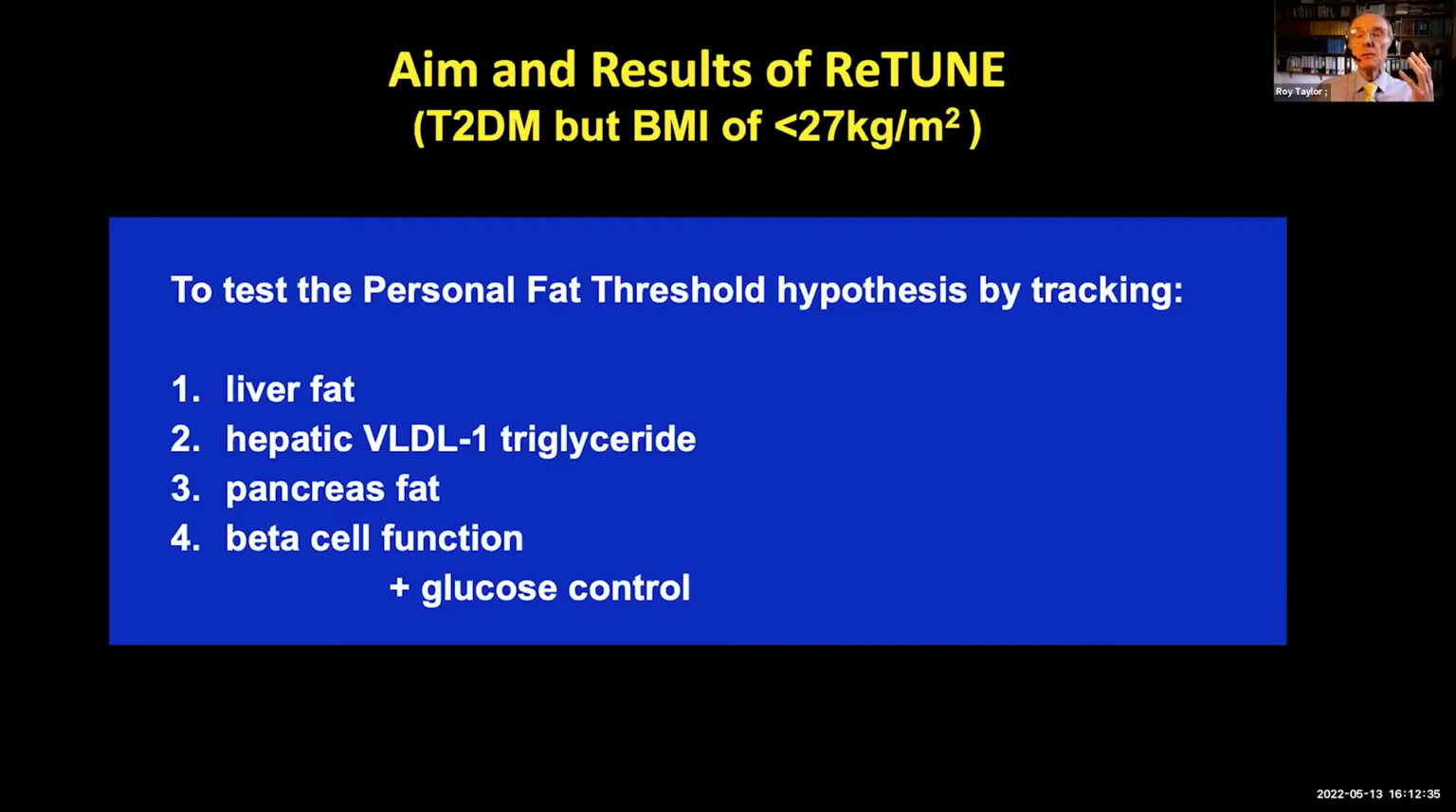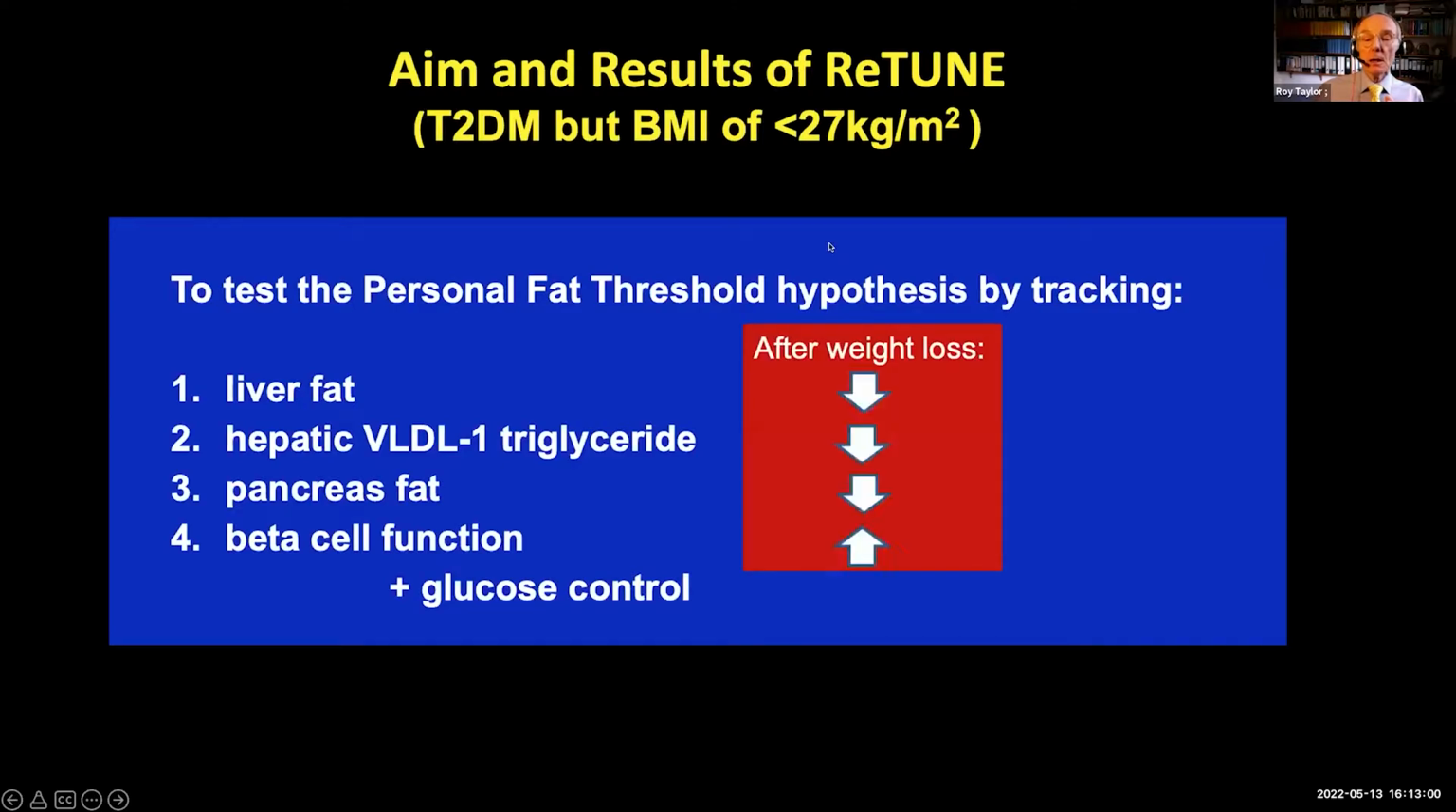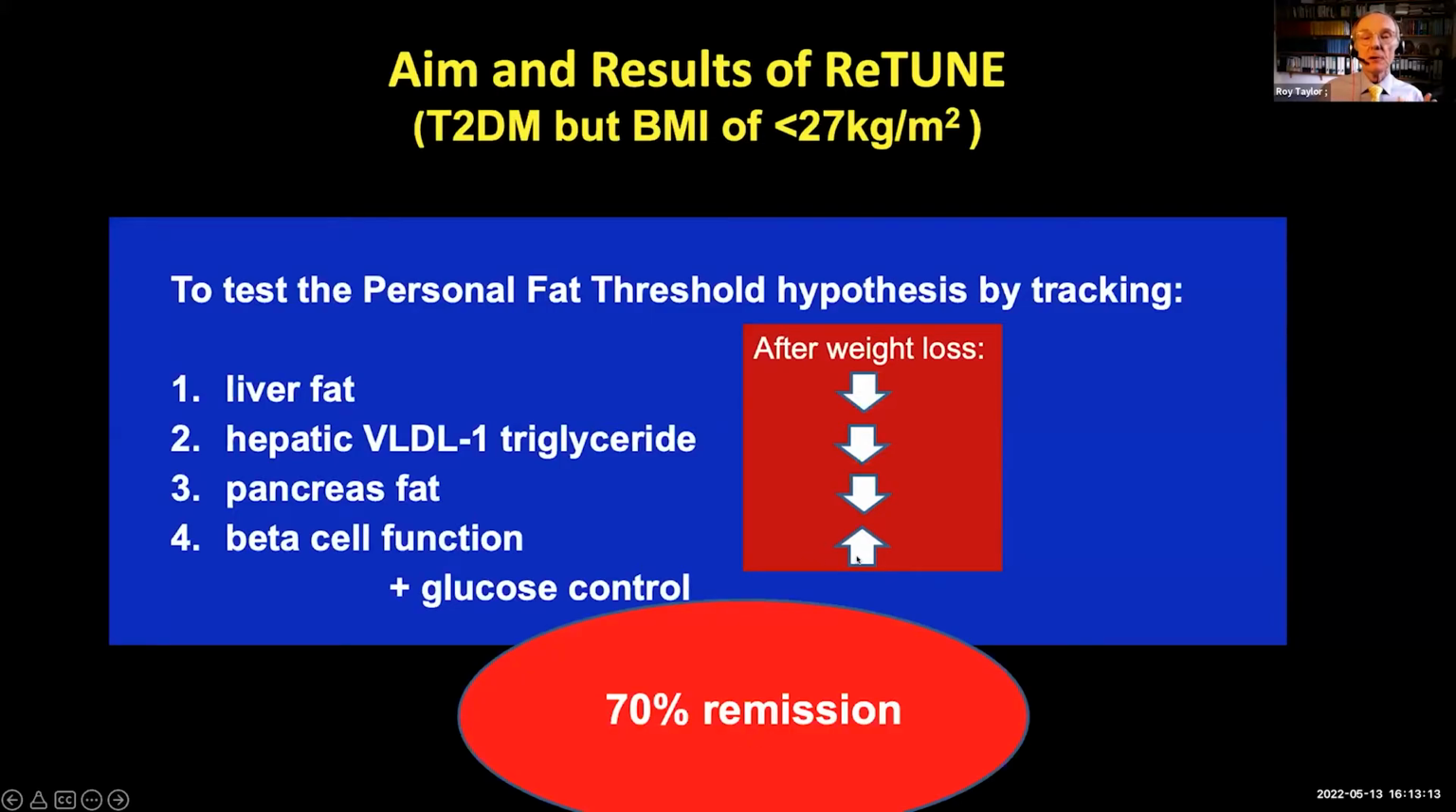So how about if we look at normal weight people? And if we measure the big 4, liver fat, liver VLDL1 triglyceride export, the pancreas fat, and beta cell function, of course, with glucose control. Well, we did this. We recruited a group of people with normal or near normal BMI, and were able to show that after weight loss, liver fat went down, this went down, that went down, and beta cell function went up. Moreover, 70% of this group were able to get rid of their diabetes, as evidenced by HbA1c less than 48 millimole per mole, less than 6.5%, maintained for more than 3 months. In fact, it was maintained for 12 months. So those are the overall results of ReTUNE.